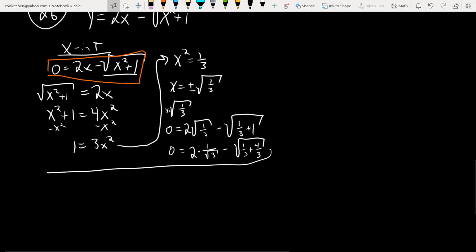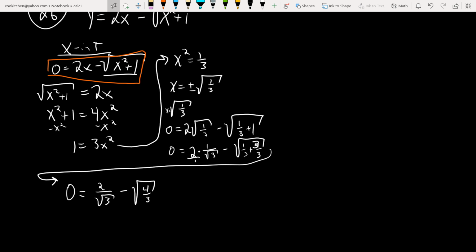So I have 2 times 1 over square root 3, which is the same as 2 over square root 3. And then minus the square root of 5/3. Whoops, is that right? Sorry, the second 1 is the same as 3/3, not 4/3. So the square root of 4/3. And then clearly square root of 4/3 is the same as the square root of 4 over the square root of 3. And the square root of 4 is 2. Okay, so here 0 is equal to 0. So that was the first root, and that one works.